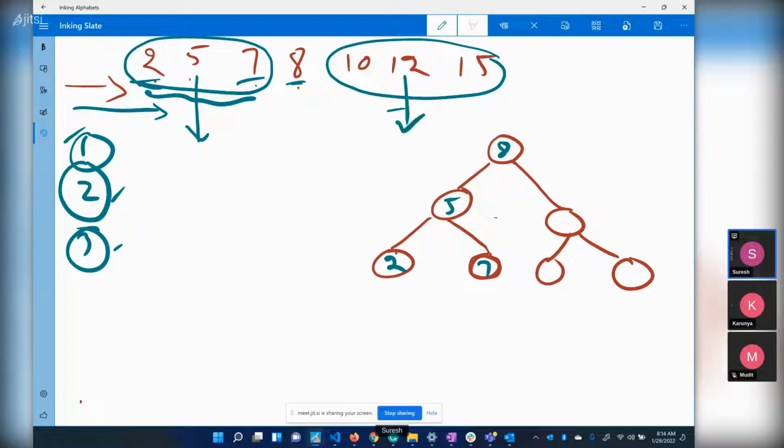Calculate the mid value and put it here and do the same thing. Left side, recursive it, put here. There is no more, just one element and put 15 here. This is the exact answer.